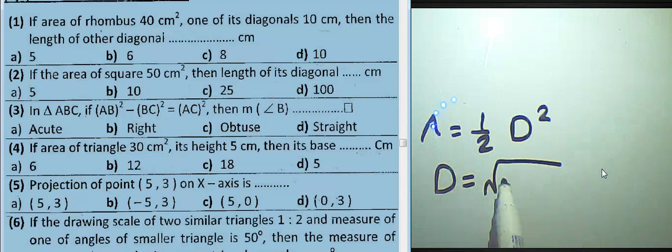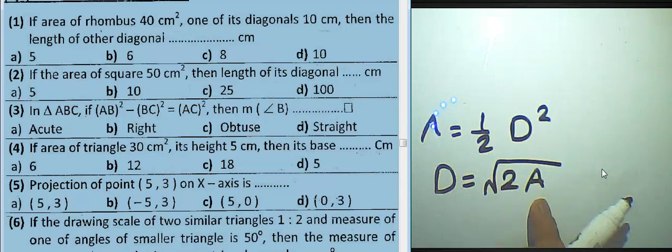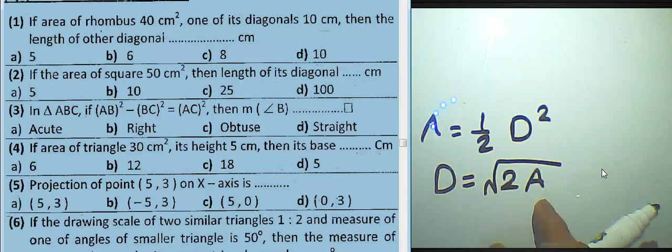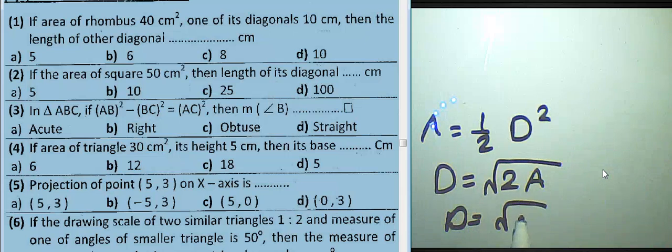We can write this rule to find the result. Diagonal equals the square root of 2 multiplication by the area of the square. Then diagonal equals the square root of 2 times the area of the square. Area of square equals 50. Then the diagonal will be the square root of 2 times 50 equals 100. It will be 10 centimeters. Choose letter B.